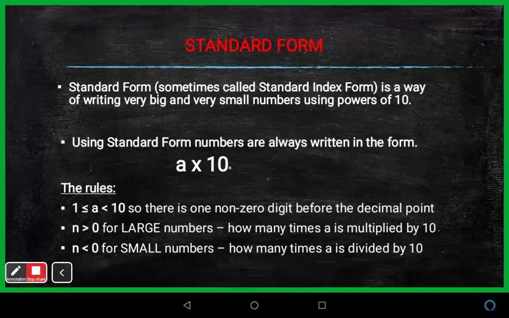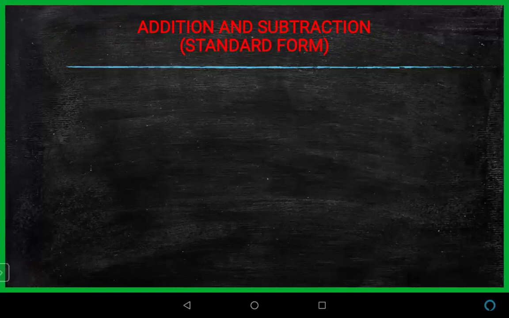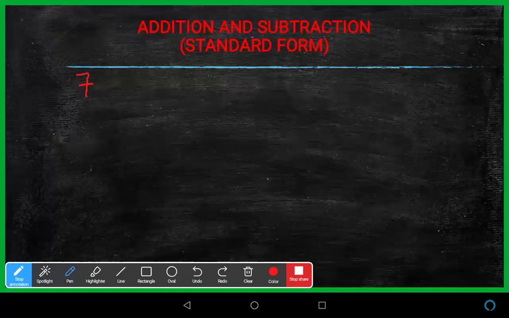Now, the important thing, how we can add and subtract the standard form values. The rule for addition and subtraction is the same. Okay, remember the rule for addition and subtraction is the same. So how can we do it? Let's take one example. For example, the number is 7 multiplied by 10 to the power 3 plus 8 multiplied by 10 to the power 2. Now, the basic way, or we can say the easiest way, to add these numbers is to convert these numbers into ordinary form.